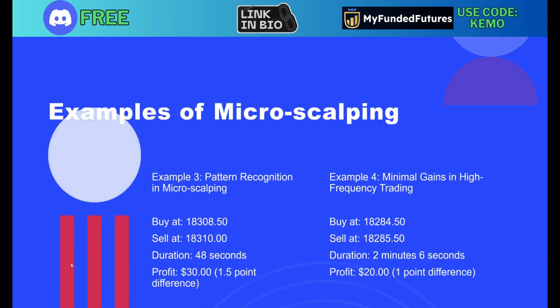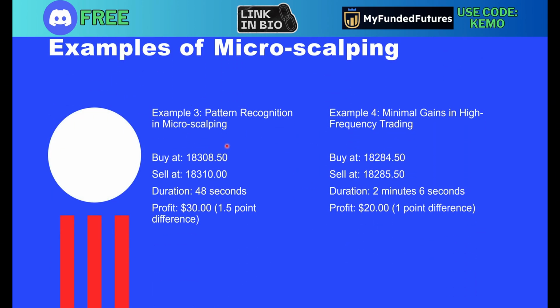So let's go to the next example here. We've got 2 more examples and that's all. Here's the next example, guys. The price moves from 308.50 to 310, which is basically $1.50 of price movement, or 1.5 points. Also, it's above the 15 seconds trade duration, so you should be fine in that.